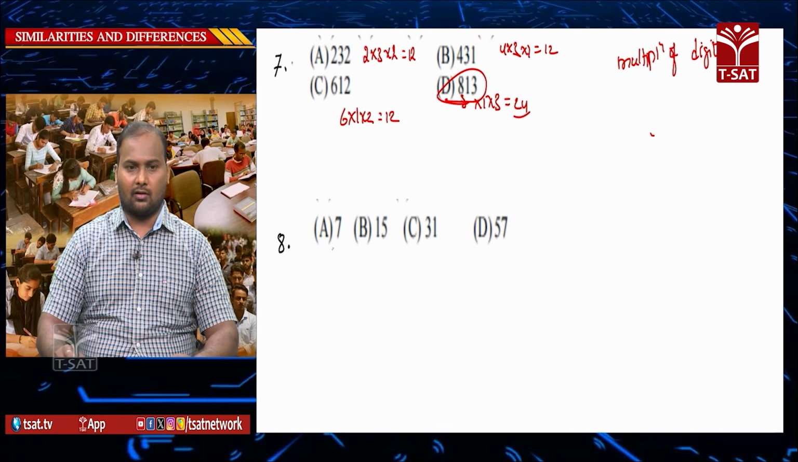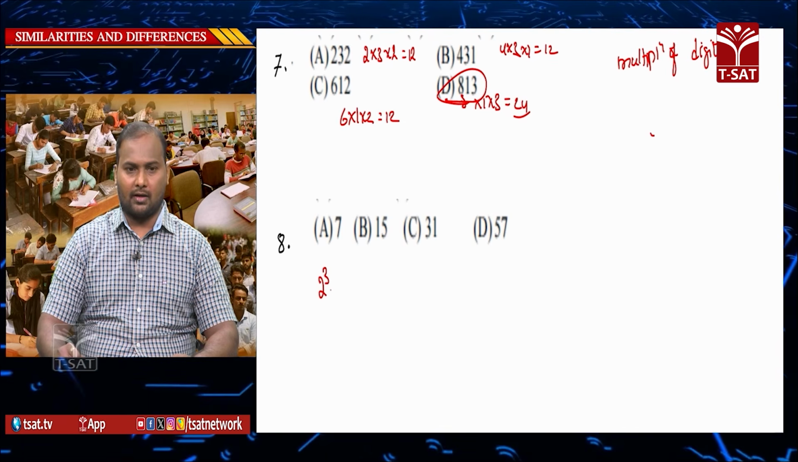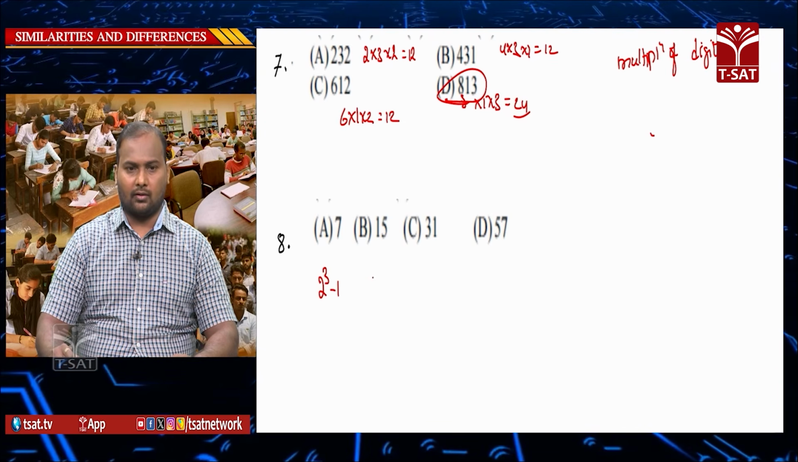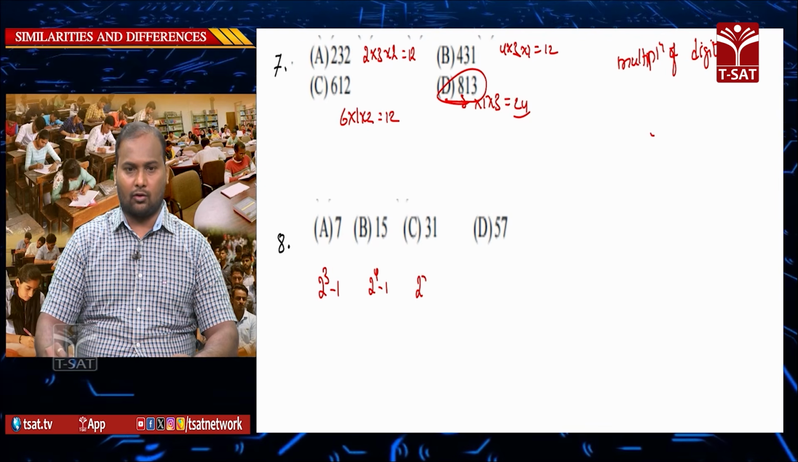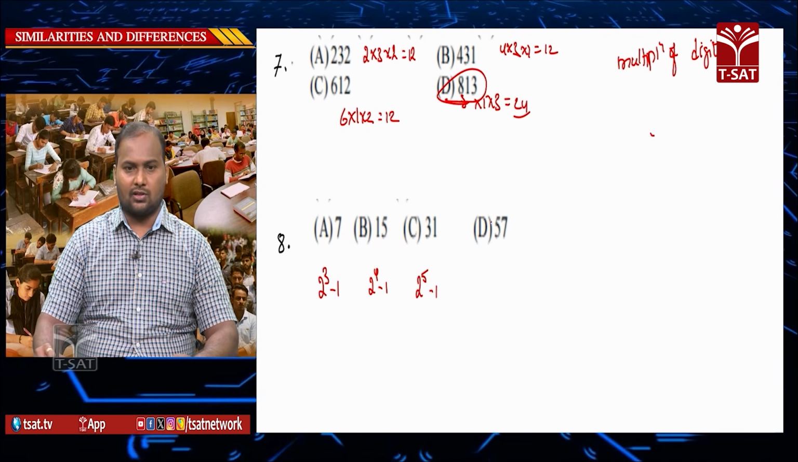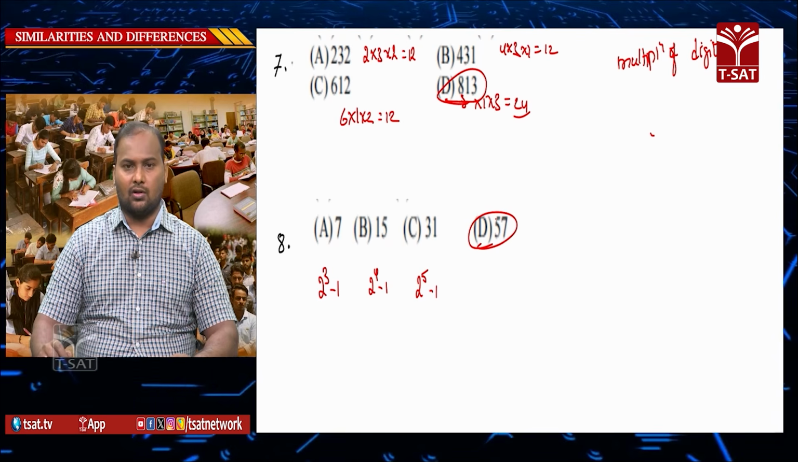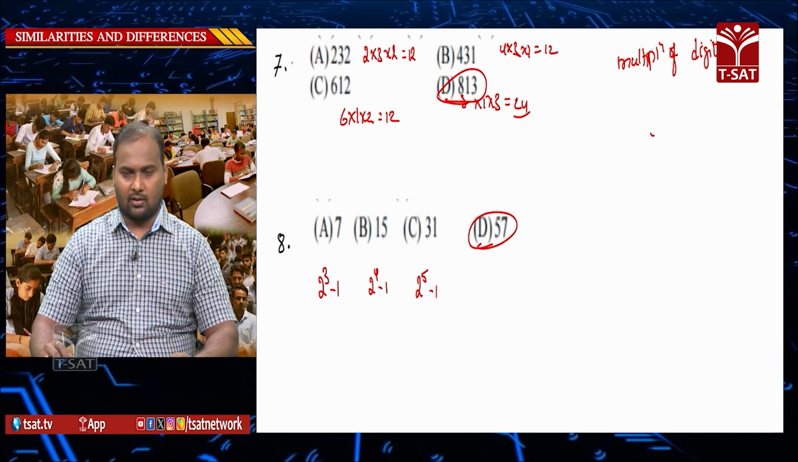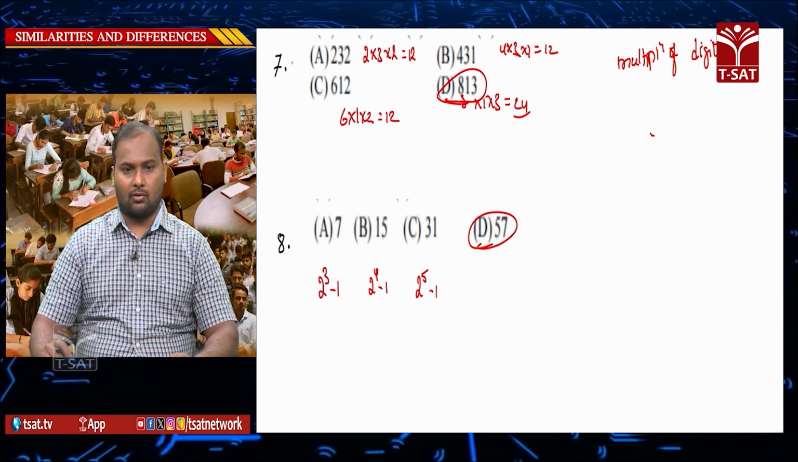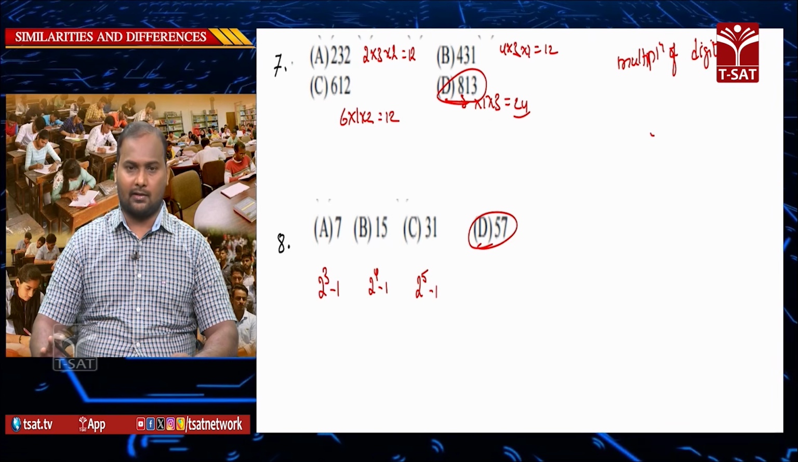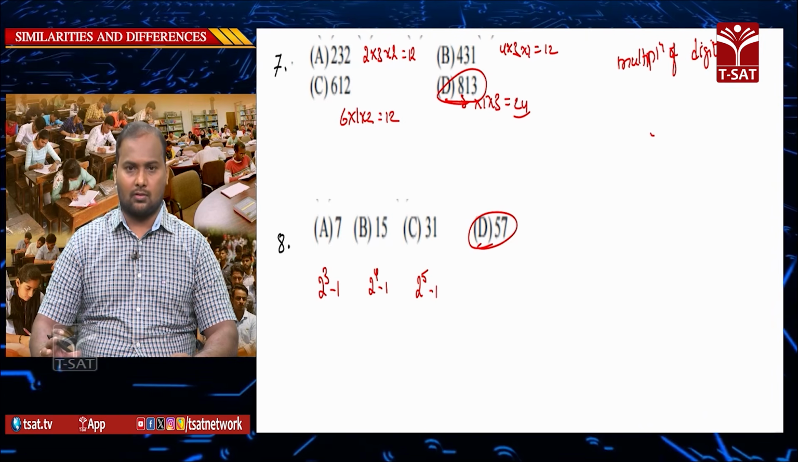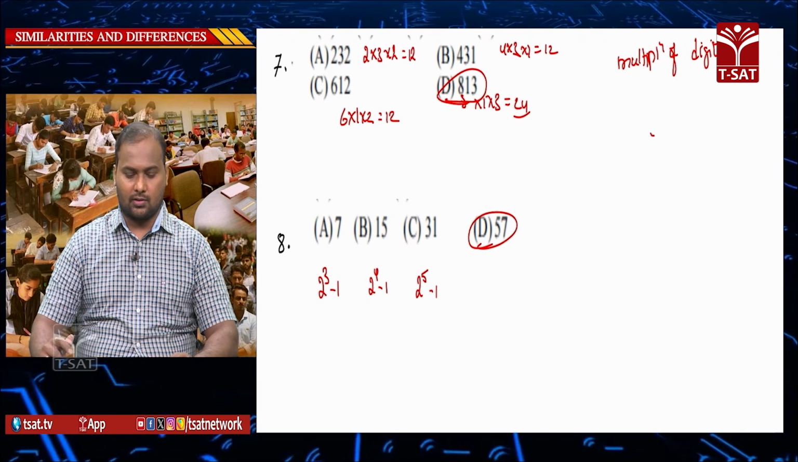If you see 7, I can write it like 2 cube minus 1. If you see 15, I can write it like 2 power 4 minus 1. And 31, I can write like 2 power 5 minus 1. And which is not possible for option D. So our answer is option D. So what is the common similar thing about this one? The similarity is that everything is 2 power something minus 1. That is the logic here.